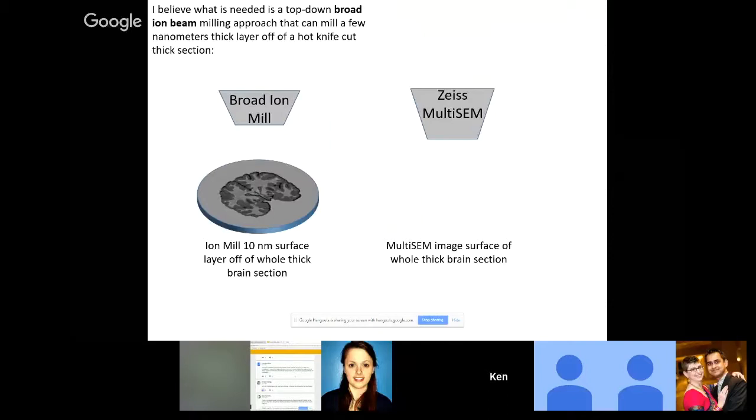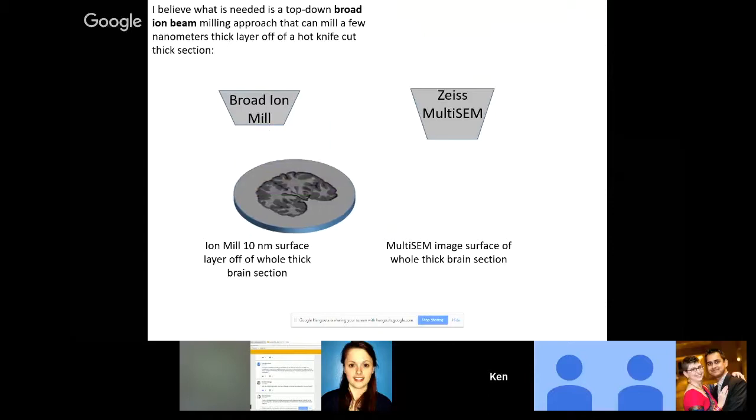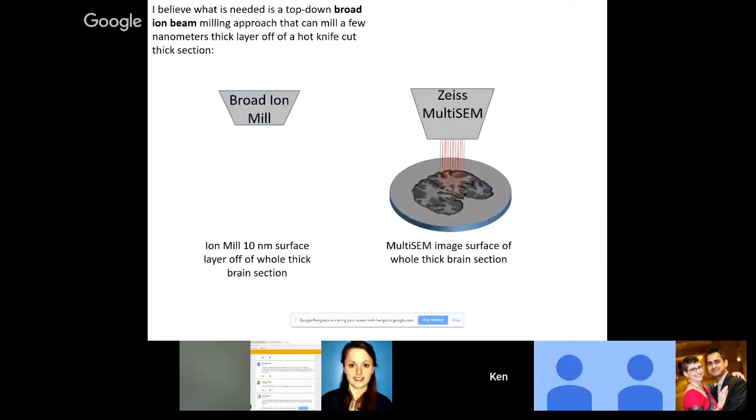What I believe is needed is a top-down broad ion milling approach that can mill a few nanometers thick layer off of a hot knife cut thick section. So, for example, you would cut the whole, in this case, human brain coronally at 20 micron thick slices. Those 20 micron thick slices would each be put onto a silicon wafer. A broad ion milling beam would be used to mill just 10 nanometers off of its surface. Then it would be transferred into a Zeiss multiSEM.